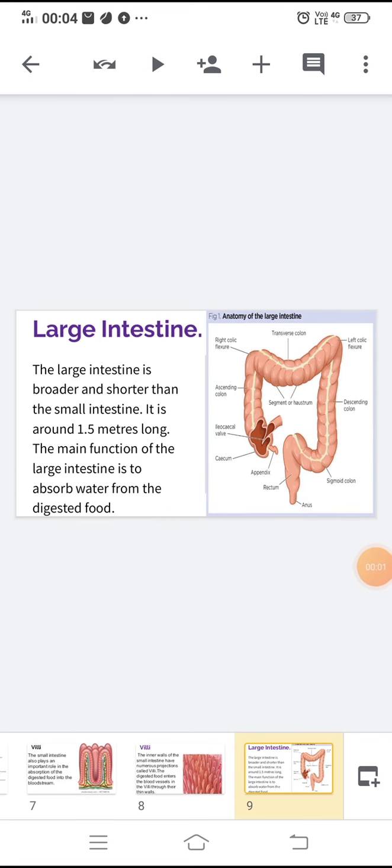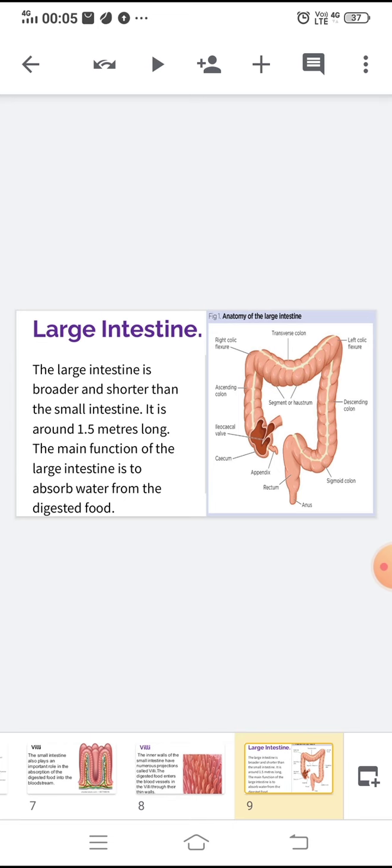Let us study the large intestine. The large intestine is broader and shorter than the small intestine. It is around 1.5 meters long. What is the length of the small intestine? Yes, that is around 7 meters long. But the large intestine is around 1.5 meters long. The main function of the large intestine is to absorb water from the digested food. It also absorbs some vitamins and minerals.